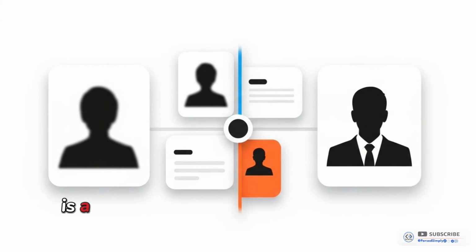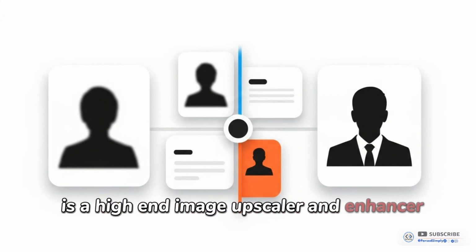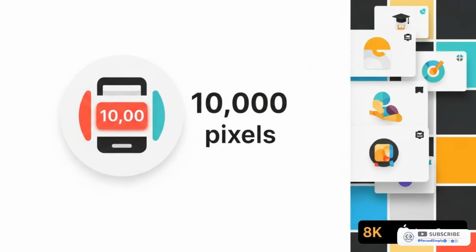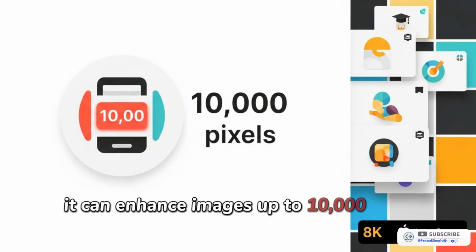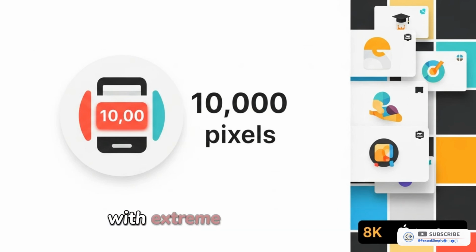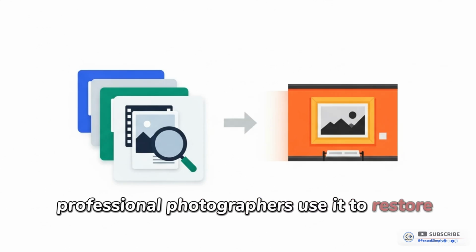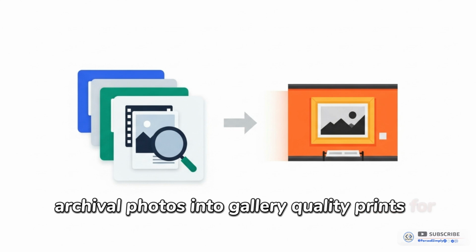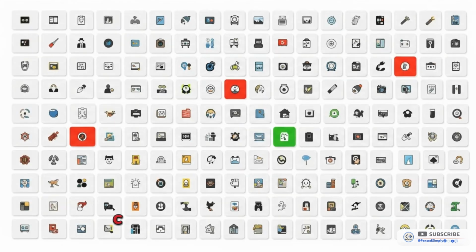Magnific AI is a high-end image upscaler and enhancer that reimagines details while increasing resolution. It can enhance images up to 10,000 pixels on either side with extreme hallucinated detail. Professional photographers use it to restore low-resolution archival photos into gallery-quality prints for physical exhibitions.